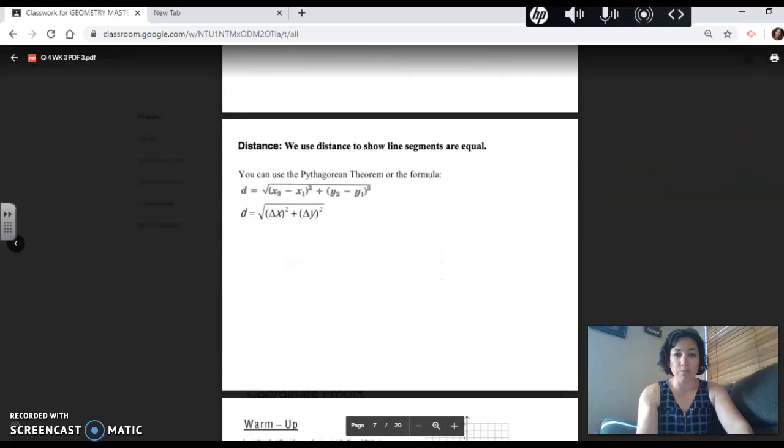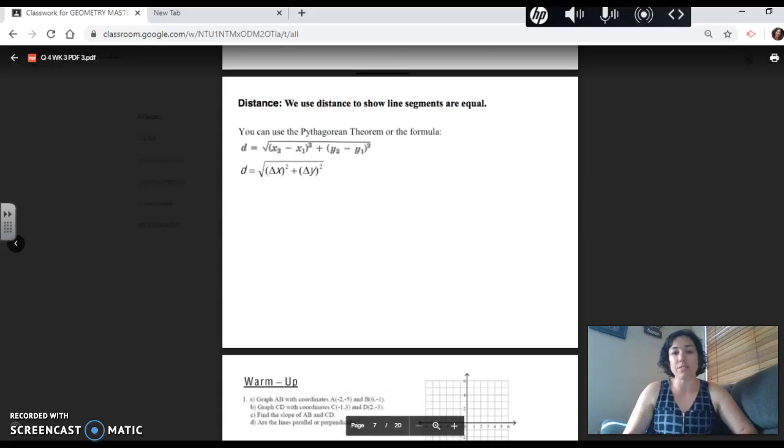Okay, for the distance formula, we use this quite a bit. It's very similar to the Pythagorean theorem. You find the actual distance of your x's, and you square it, and the distance of your y's, and you square it, and then you take the square root of that answer.